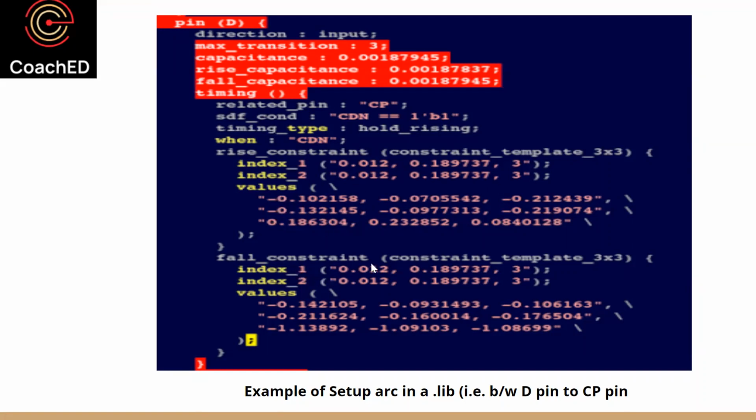This is a fall constraint. That means for the input pin, when it is falling, what is the hold time? It's different than the one where the input is rising. But again, most of the values, or all values, are negative, which means again the data can change well before the clock edge. That means again it's a very good hold time.